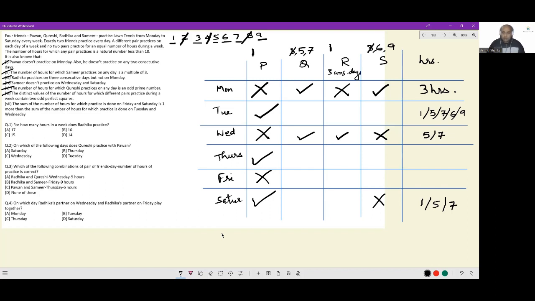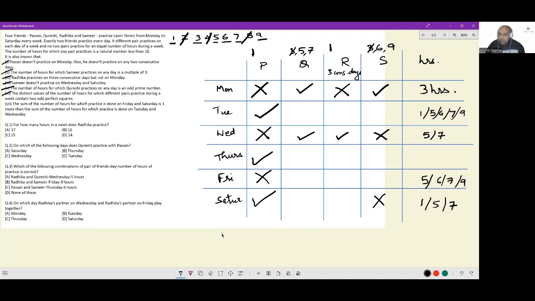Now the numbers available on Friday. The pairing of Pawan and Radhika will have the 1 hour combo. Apart from that, everything else is available: 5, 7, 6, and 9. In fact, I'm going ahead and changing the order here because recording wise, it would be nicer.